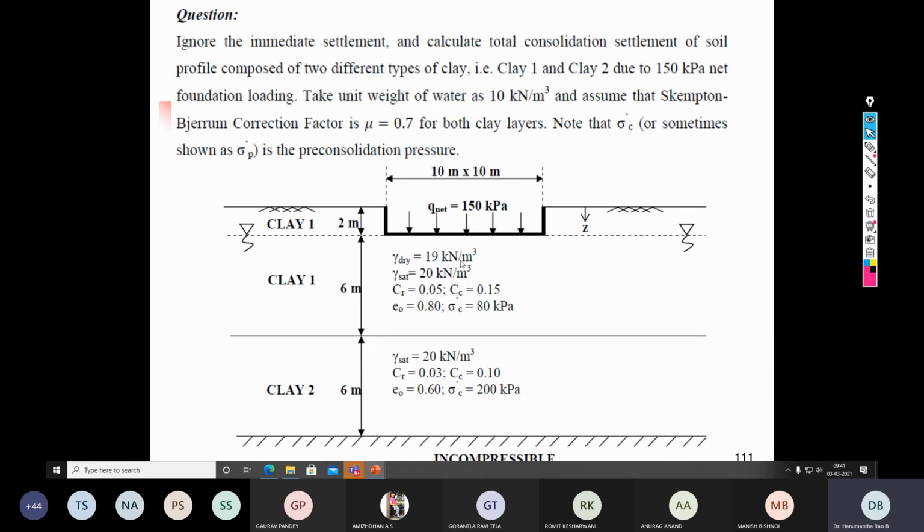Here gamma dry is 19 kilonewton per cubic meter. This is pertinent to the soil above the water table. Gamma sat is below the water table. CR is the recompression index, which is obtained from the consolidation graph. CC is the compression index, that is 0.15. E0, the initial void ratio, is 0.8. Sigma C dash is 80 kilopascals, that is the pre-consolidation pressure.